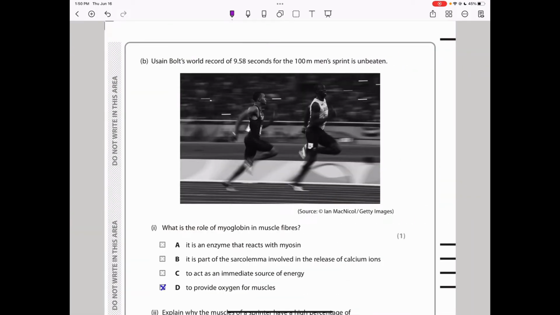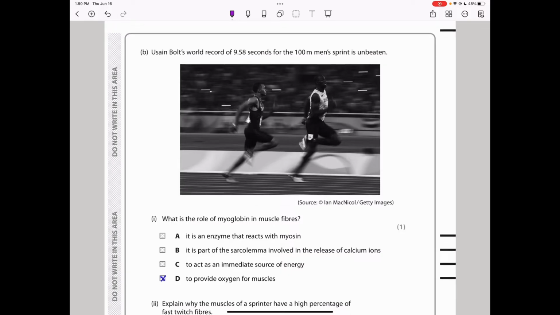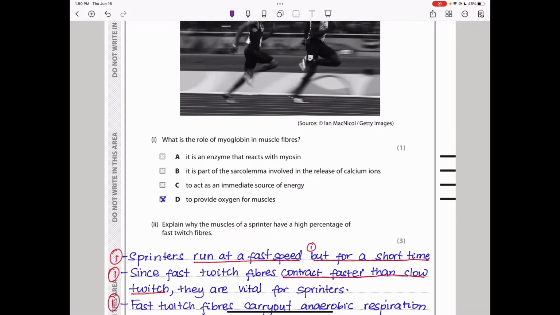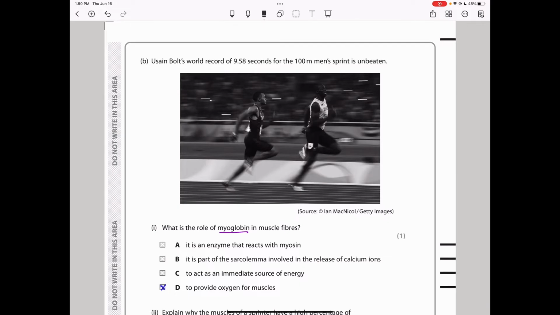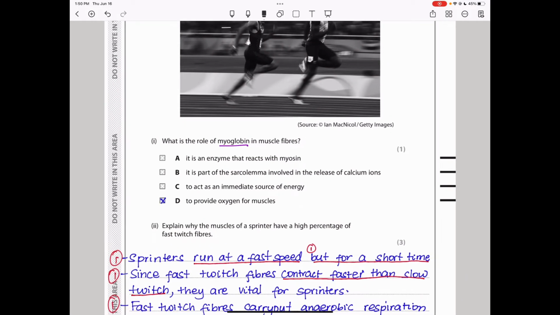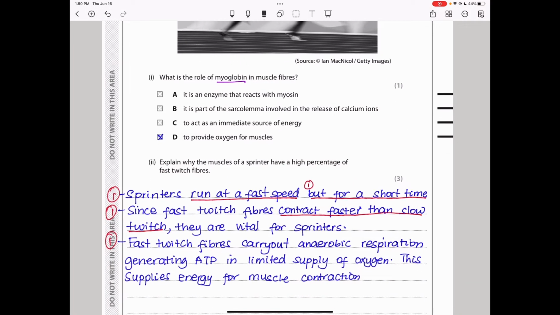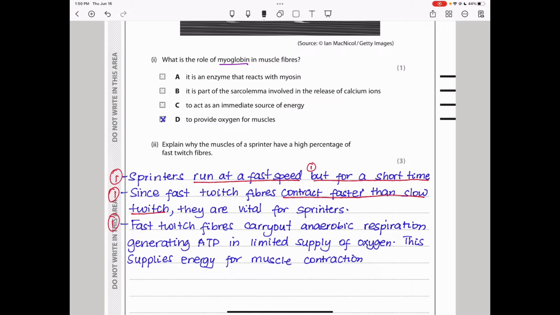The next part says Usain Bolt's world record of 9.58 seconds for the 100-meter men's sprint is unbeatable. What is the role of myoglobin in muscle fibers? Remember, myoglobin is a form of protein. So A says it is an enzyme that reacts with myosin. No, myoglobin is not an enzyme. It is part of the sarcolemma involved in the release of calcium ions to act as an immediate source of energy to provide oxygen for muscles. Of course, myoglobin stores oxygen. Actually, it has a higher affinity for oxygen than hemoglobin. So myoglobin provides oxygen for the muscles in order to actively respire during activity.